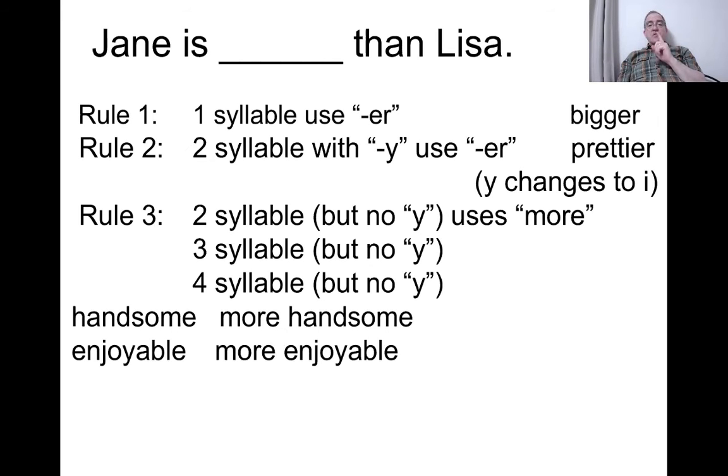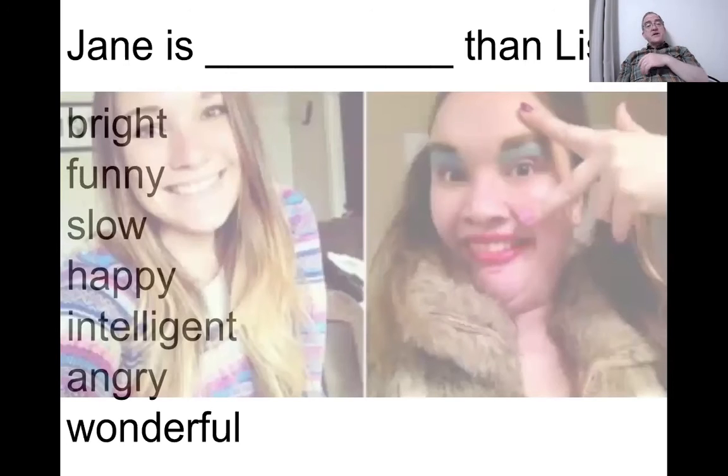Rule 1, one syllable like big uses ER, bigger. Rule 2, two syllables with Y like pretty adds ER, prettier. But two syllables with no Y uses more, handsome, more handsome. Enjoyable, more enjoyable. Now, let's test. Can you do it? I want you to try to say this out loud. Try to learn to speak.